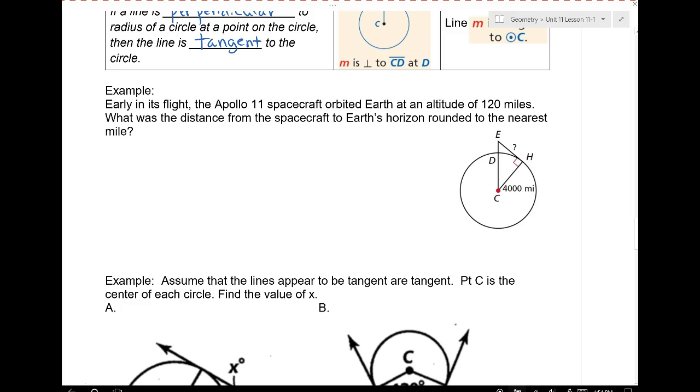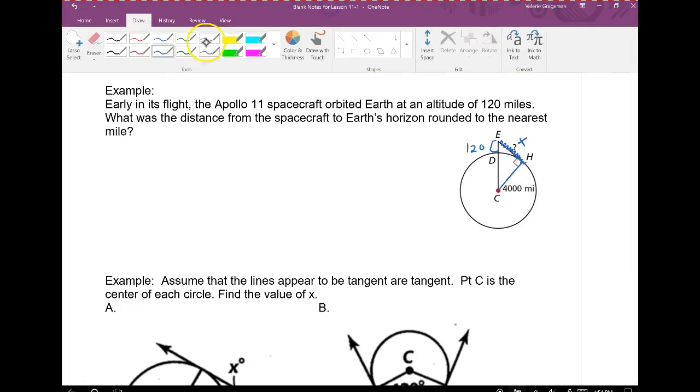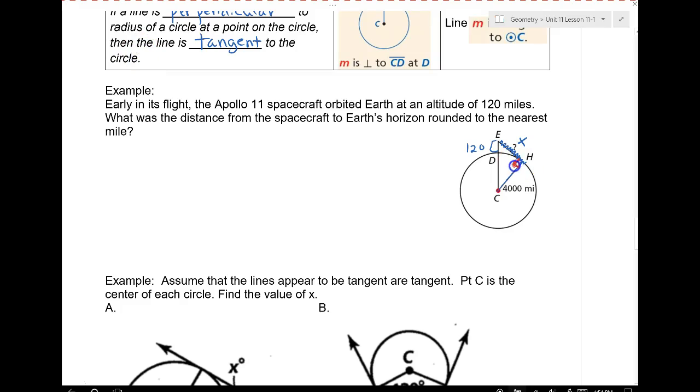Early in its flight, the Apollo 11 spacecraft orbited Earth at an altitude of 120 miles. That means right there is 120. What was the distance from the spacecraft to the Earth's horizon rounded to the nearest mile? So I want to know the length of segment EH. I'm going to call it x. But notice what they drew. They drew the radius to the point of tangency, and isn't there a nice, lovely little right angle drawn in there? Right there, correct?